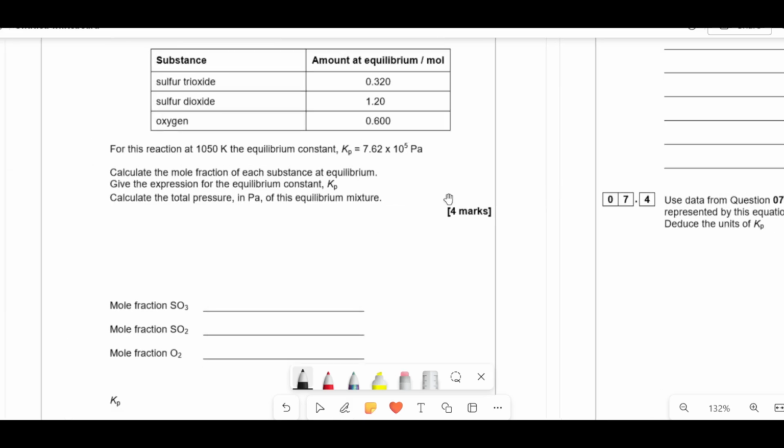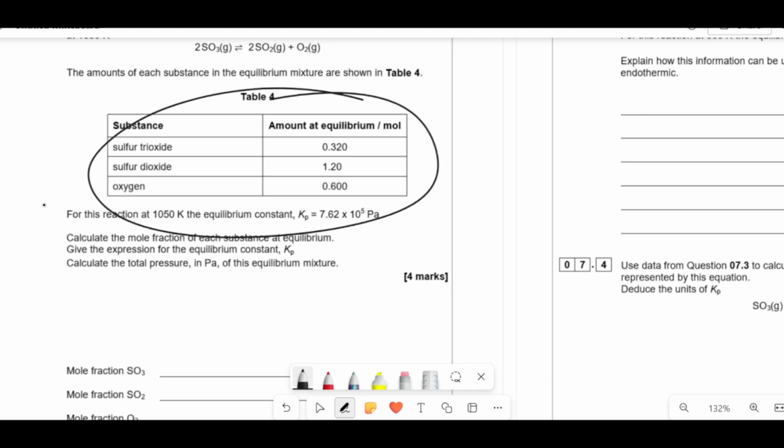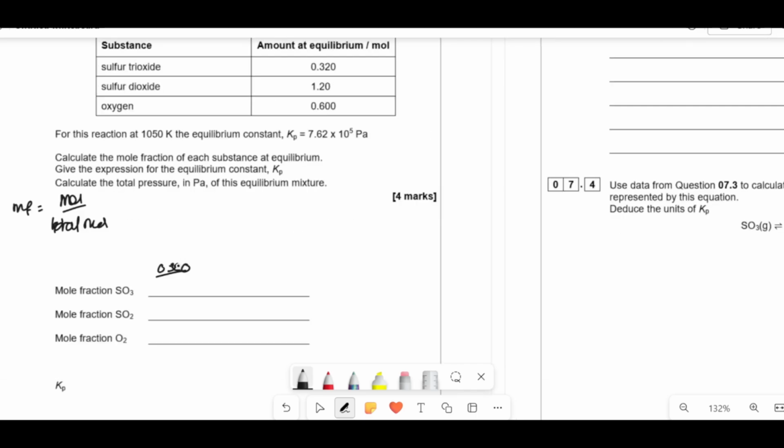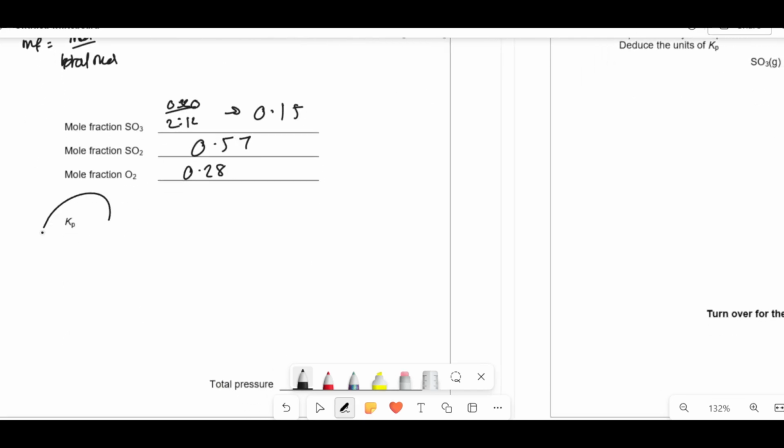So luckily here, they've already told us the moles of everything at equilibrium, which is 2.12 in total. If you do that, you get 0.32 over 2.12, which is 0.15. And then you would just rinse and repeat for the other ones for each one of the moles. So if I skip ahead, that's 0.57, and then that's 0.28. Then it says to write out what Kp is.